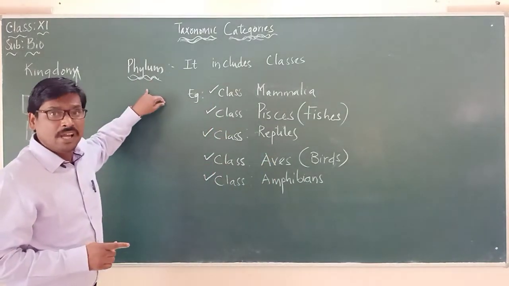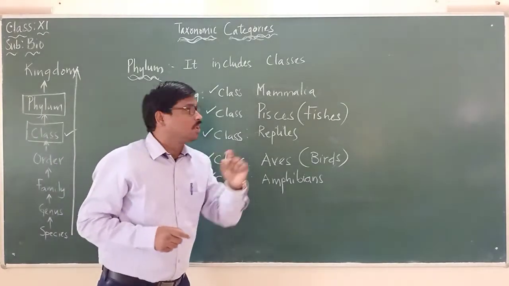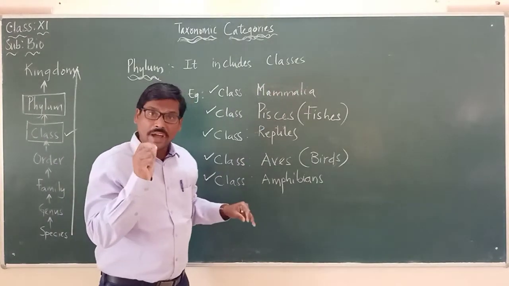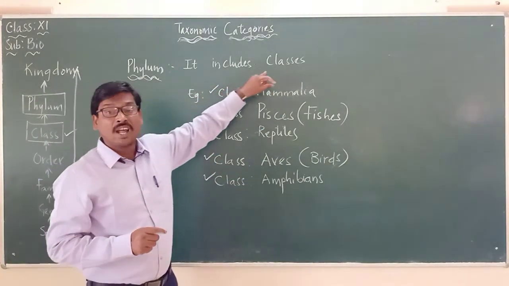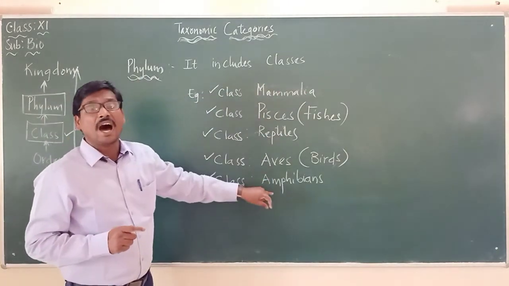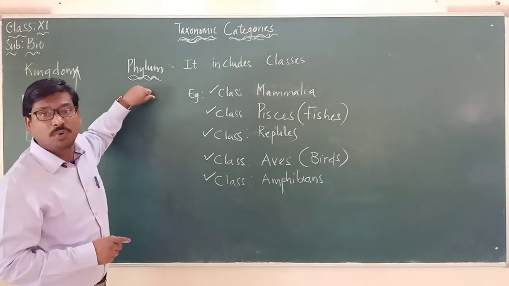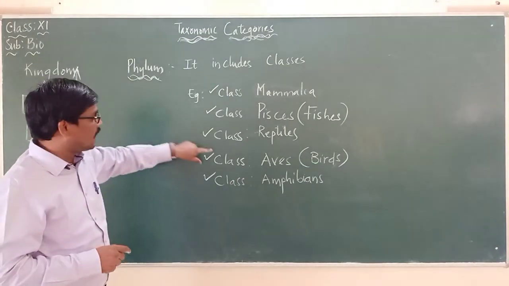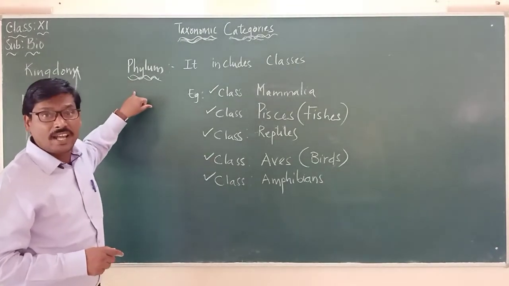So a phylum consists of one or more related classes. All these classes are placed under the category called phylum.